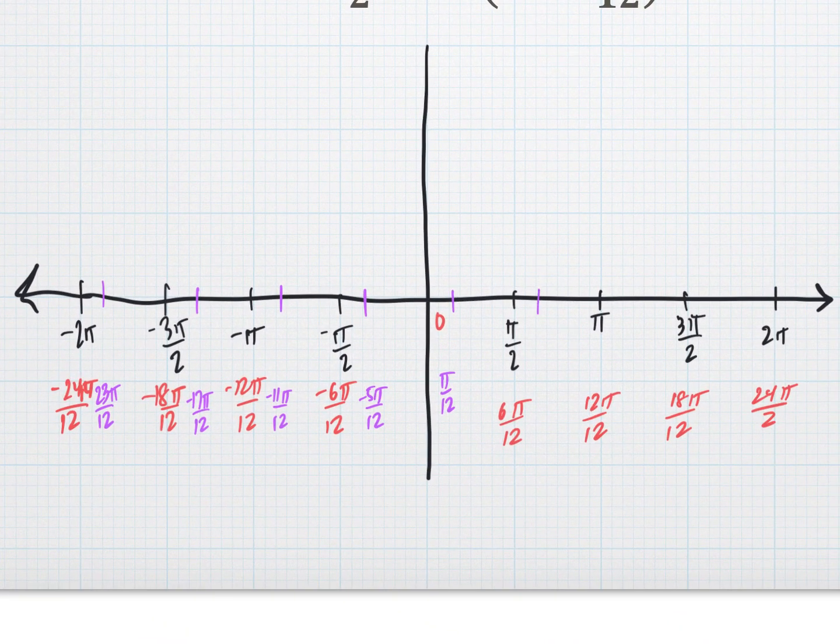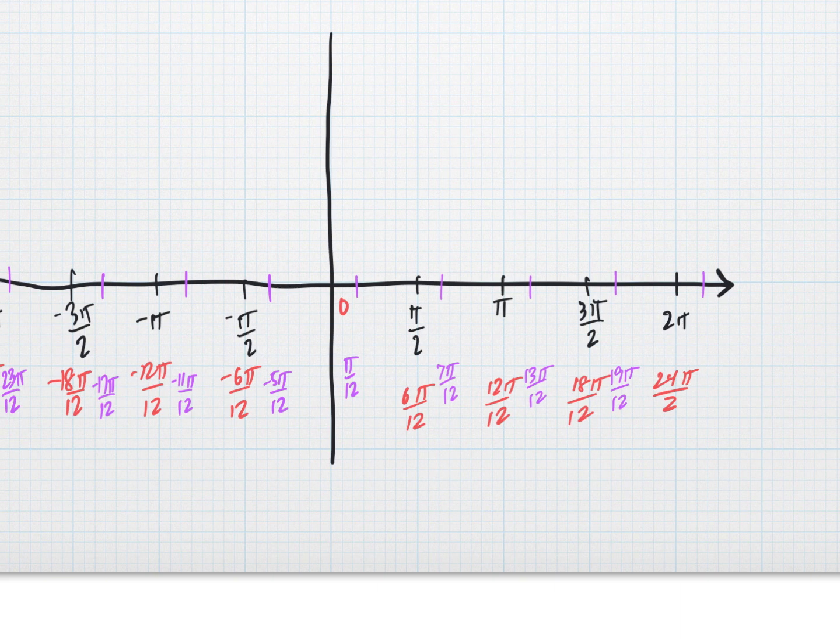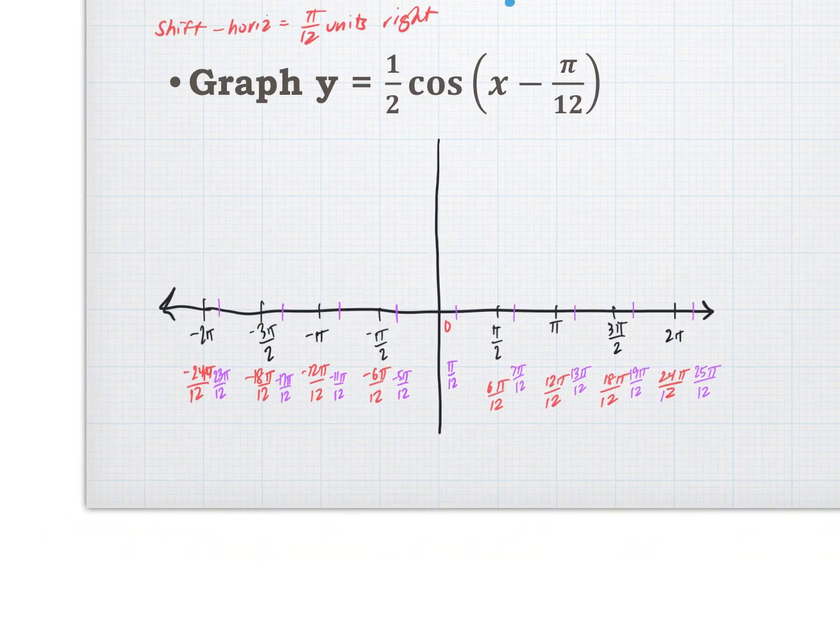This one here is going to be 7 pi over 12. This one here is going to be 13 pi over 12. This one's going to be 19 pi over 12. And this new one is going to be 25 pi over 12. And so those are going to be all of my coordinates shifted 1 unit, pi over 12 units to the right.